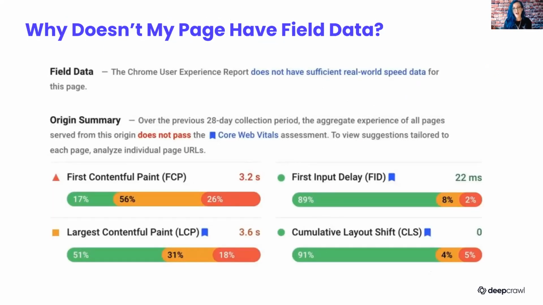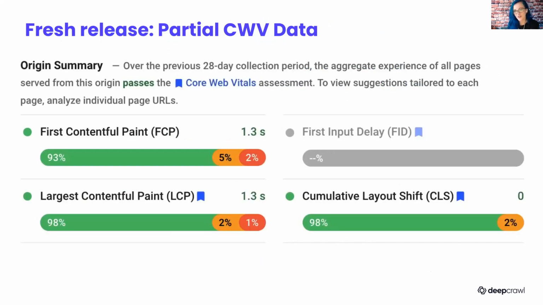So if your page doesn't have field data, it's okay. That's why we grabbed all 20 of those example URLs. Testing other ones, you'll be good. We actually now have this really lovely thing where we have partial data.